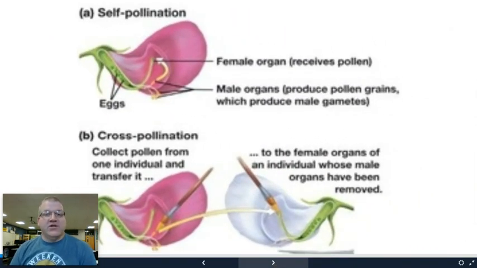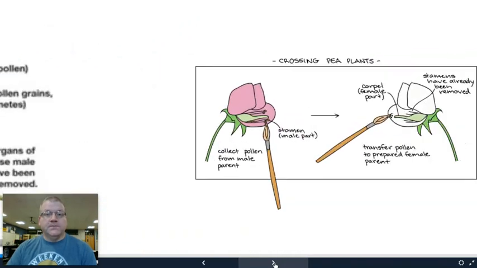So, self-pollination versus cross-pollination. If the male portion of a flower fertilizes the female portion of that same flower, that's self-pollination. Cross-pollination could be accomplished by purposefully removing parts from one flower and using literally an old school artist paintbrush to transfer pollen from one flower to another. So pollination in these plants was easily controlled.